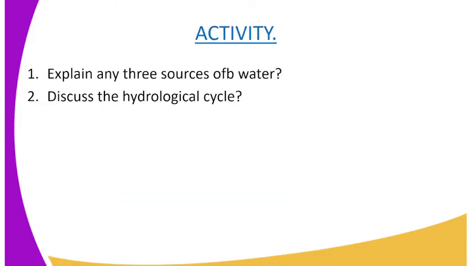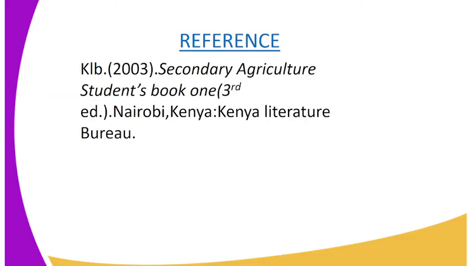Then we have come to the end of today's lesson, and we are going to mark the end of this lesson by giving you an assignment, in form of 2 questions. The first question, you are supposed to explain any 3 sources of water in the farm, and the second question is you are supposed to discuss the hydrological cycle. For reference, you can refer to KLB Secondary Agriculture Student Book 1, 3rd edition, and the publisher is the Kenya Literature Bureau.